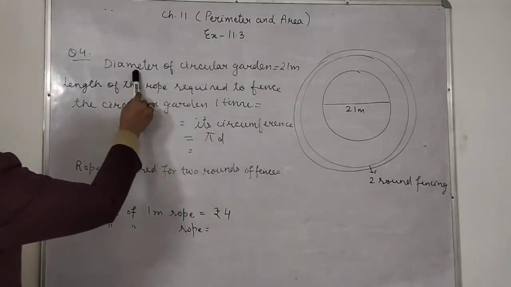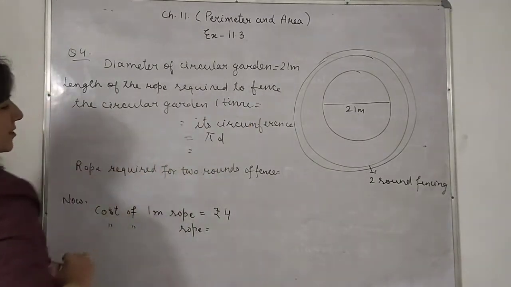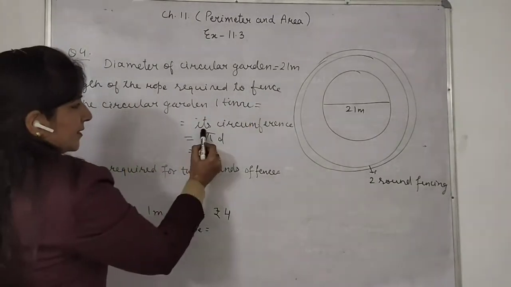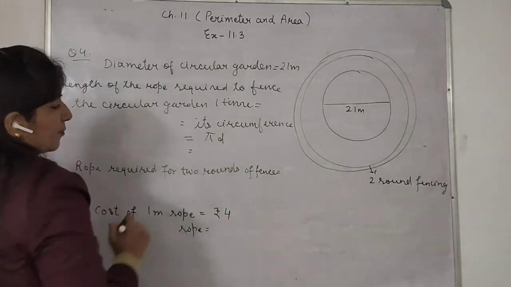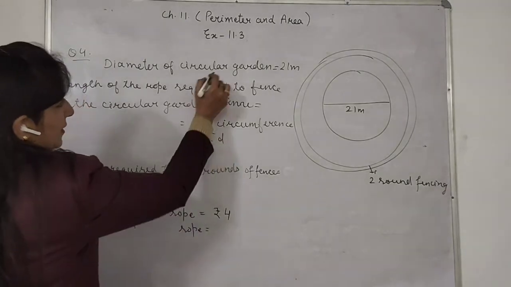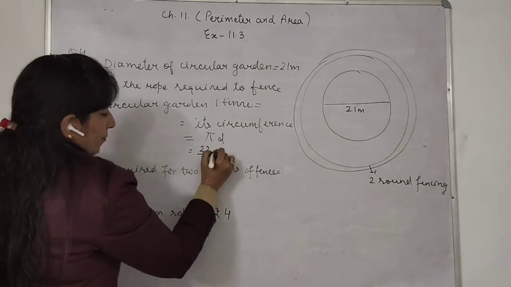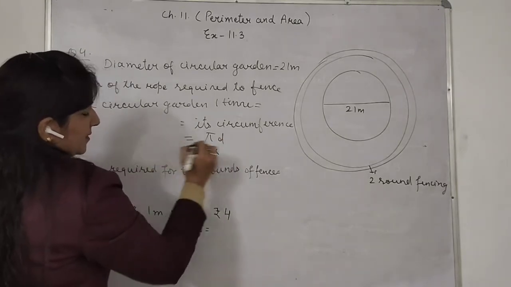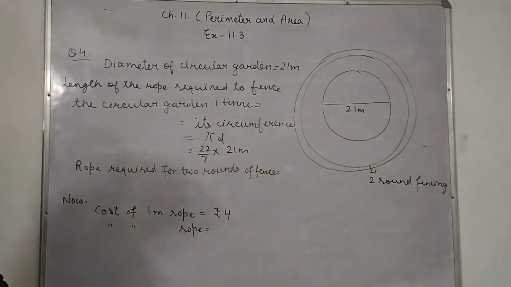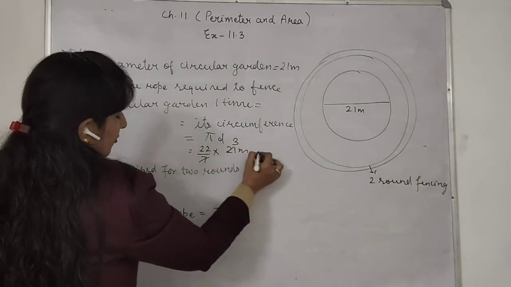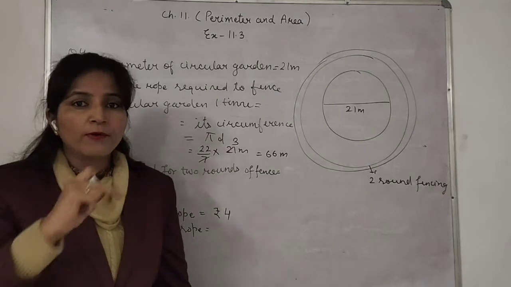Okay. So now diameter of circular garden given is 21 meter. So length of rope required to fence the circular garden one time is its circumference, which is equals to pi d. The formula is pi d. Why am I applying pi d? Because the diameter is given. So pi here is 22 by 7 multiplied by d is 21 meter. Okay. So after calculation, 7 3s are 21. So 66 meter will be the length of the rope one time.